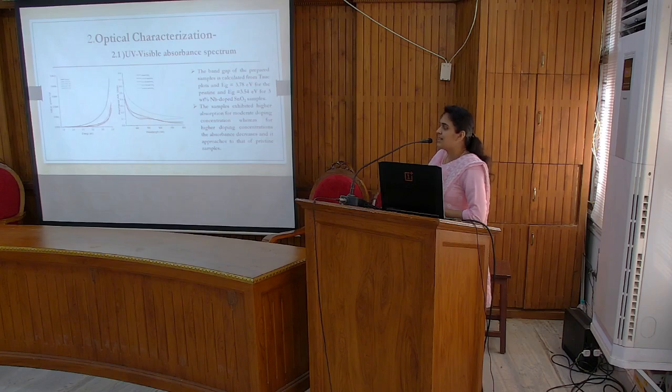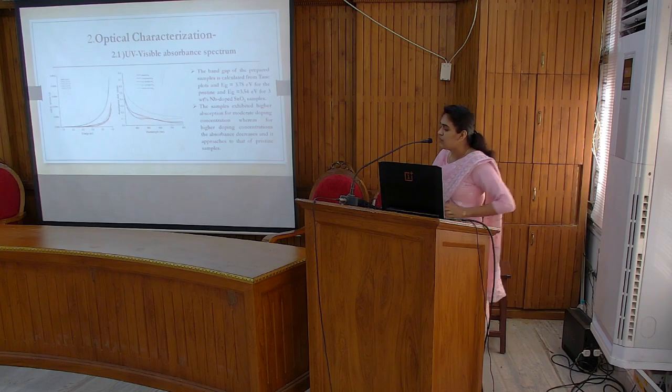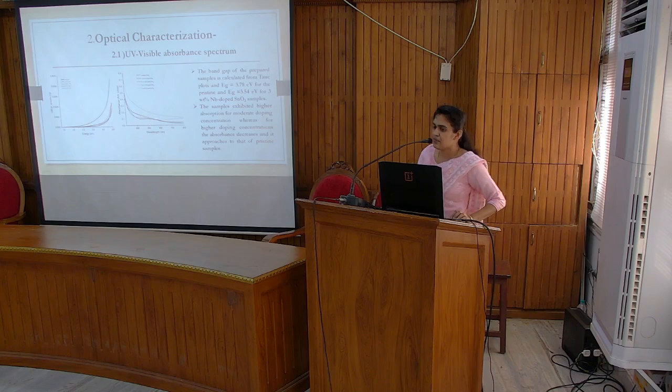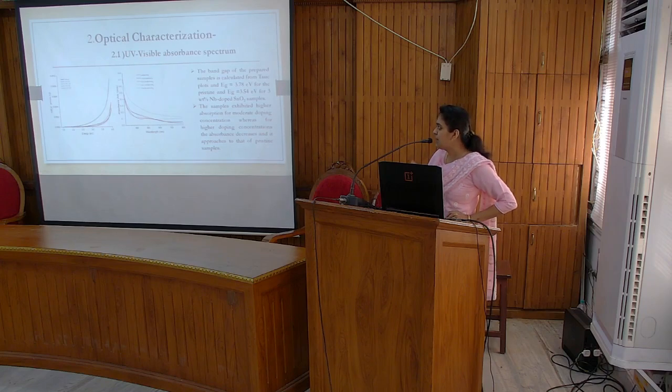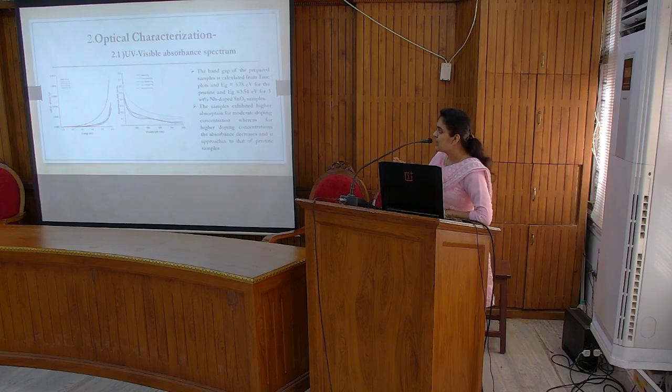Now we are moving to the optical characterization. The first one is UV visible spectroscopy. From this, the energy gap Eg is calculated from the Tauc plot, and it is observed that for the pristine sample the Eg value is 3.78 electron volt, whereas for the moderately doped niobium tin oxide thin films it is around 3.54 electron volt. The absorbance curve shows that the moderately doped samples have higher absorbance, and if we increase the weight percentage again, it approaches that of the pristine sample.